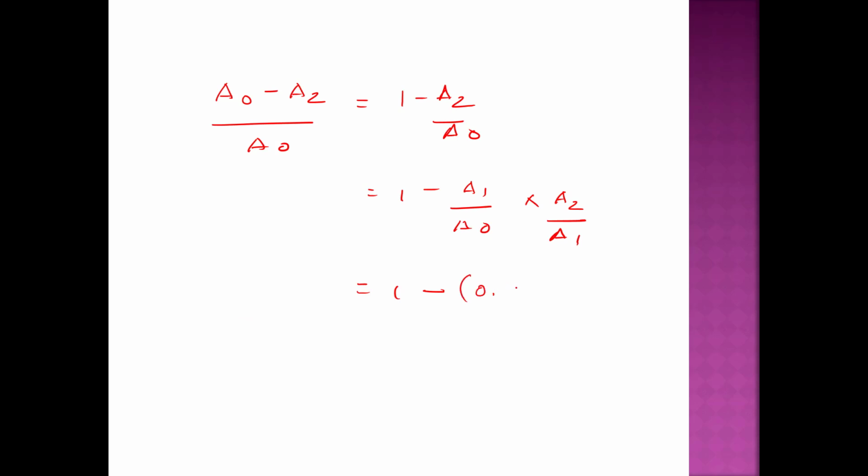1 minus 0.6 into 0.7. From that we can get 0.58. So the overall fractional reduction is 0.58.